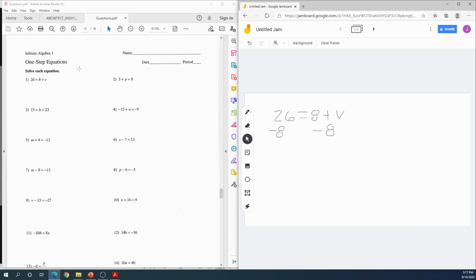So we get 26 minus 8 is equal to 18. 8 minus 8 is going to be 0. So we just get 18 is equal to v. So the whole goal here is to isolate the variable to get it by itself. Whatever we do to one side of the equation, we have to do to the other side of the equation.